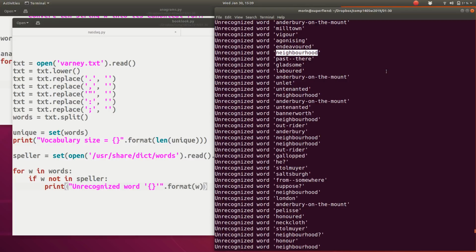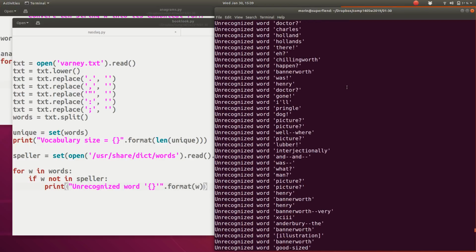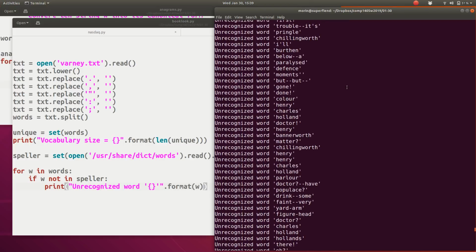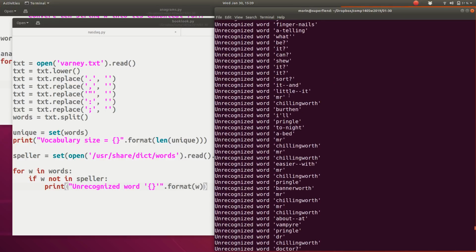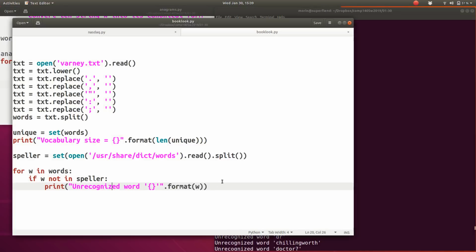Yeah, I'm guessing that the dictionary on this system is using American spelling, and this is, labored probably is another example. So there you go. Basic spell checker, color, definitely. Definitely that's correct. British and Canadian spelling, but not American. So there we've made a spell checker.